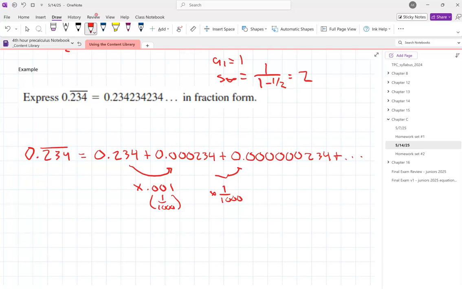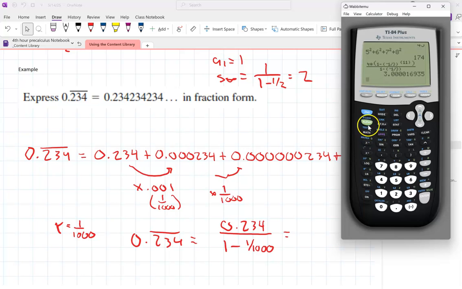Everybody's okay there? That's my R. So this guy has to be the first term divided by 1 minus R. That'll give me a fraction. That's all I need.